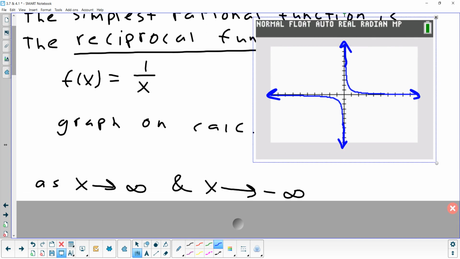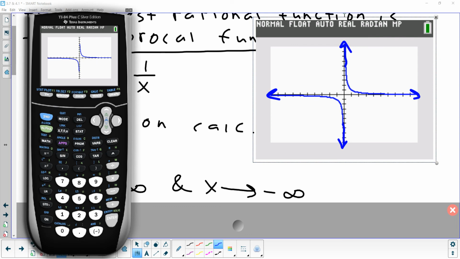Now, I want to look at what happens as x approaches infinity, meaning as x goes further and further to the right. And then I want to look at what happens as x approaches negative infinity, as x goes further and further to the left. Let's look at our table. Let's start with 10. Go to my table, type in 10.